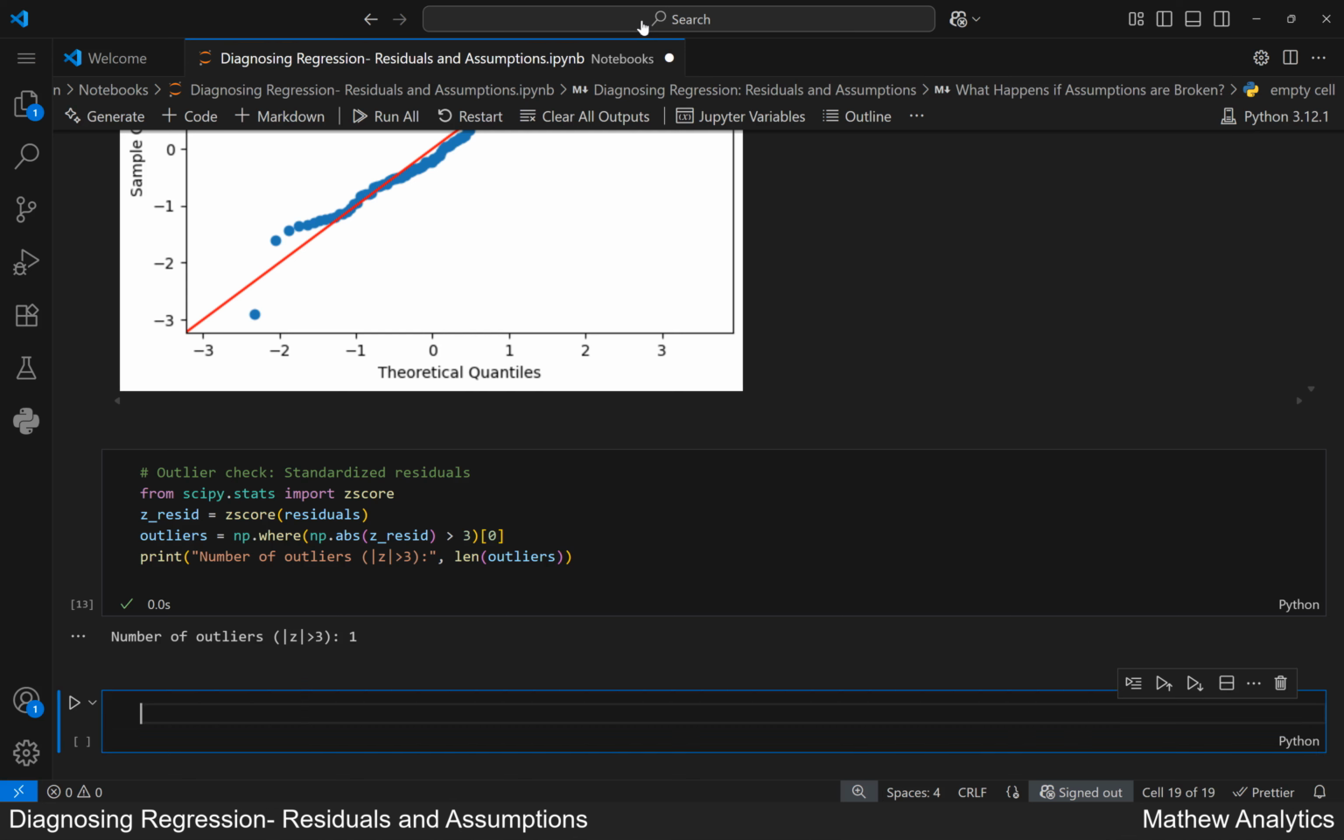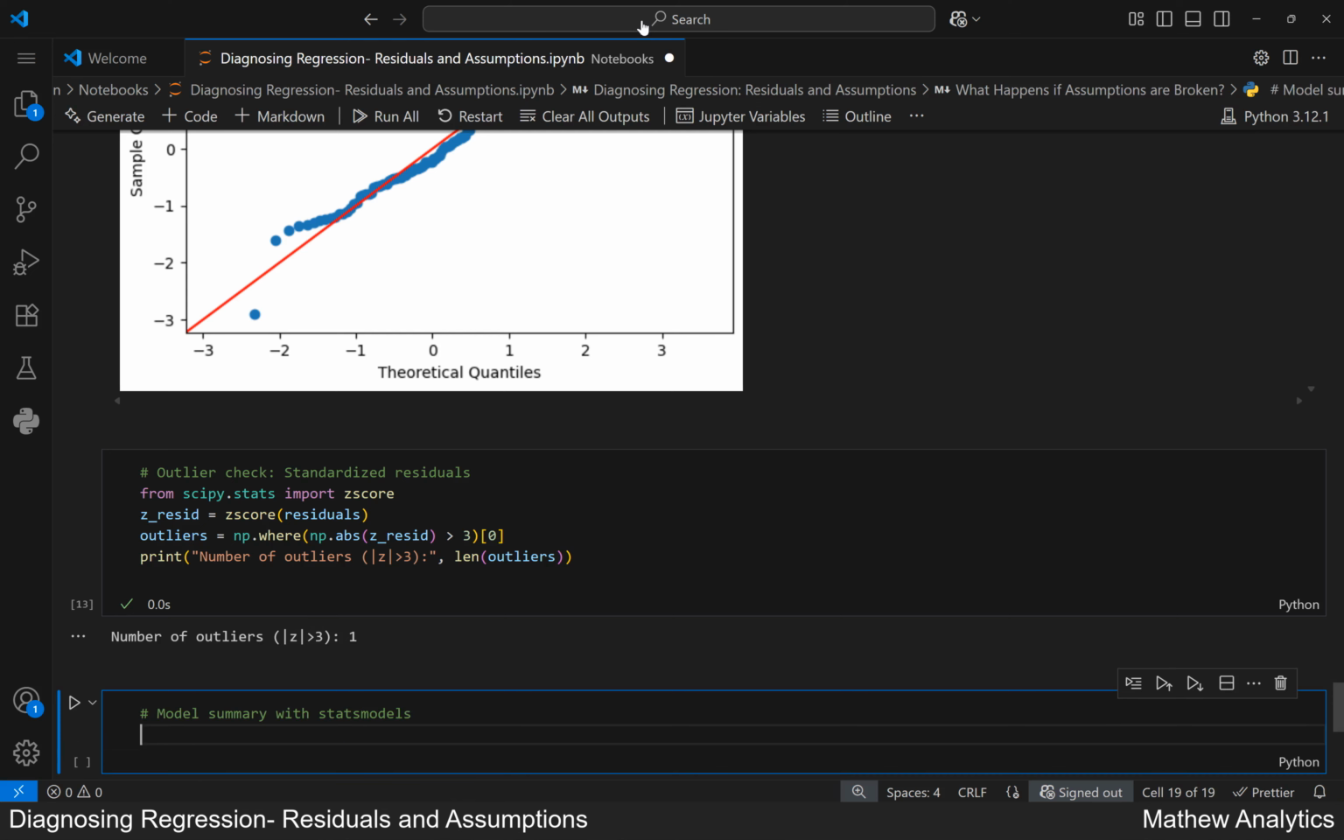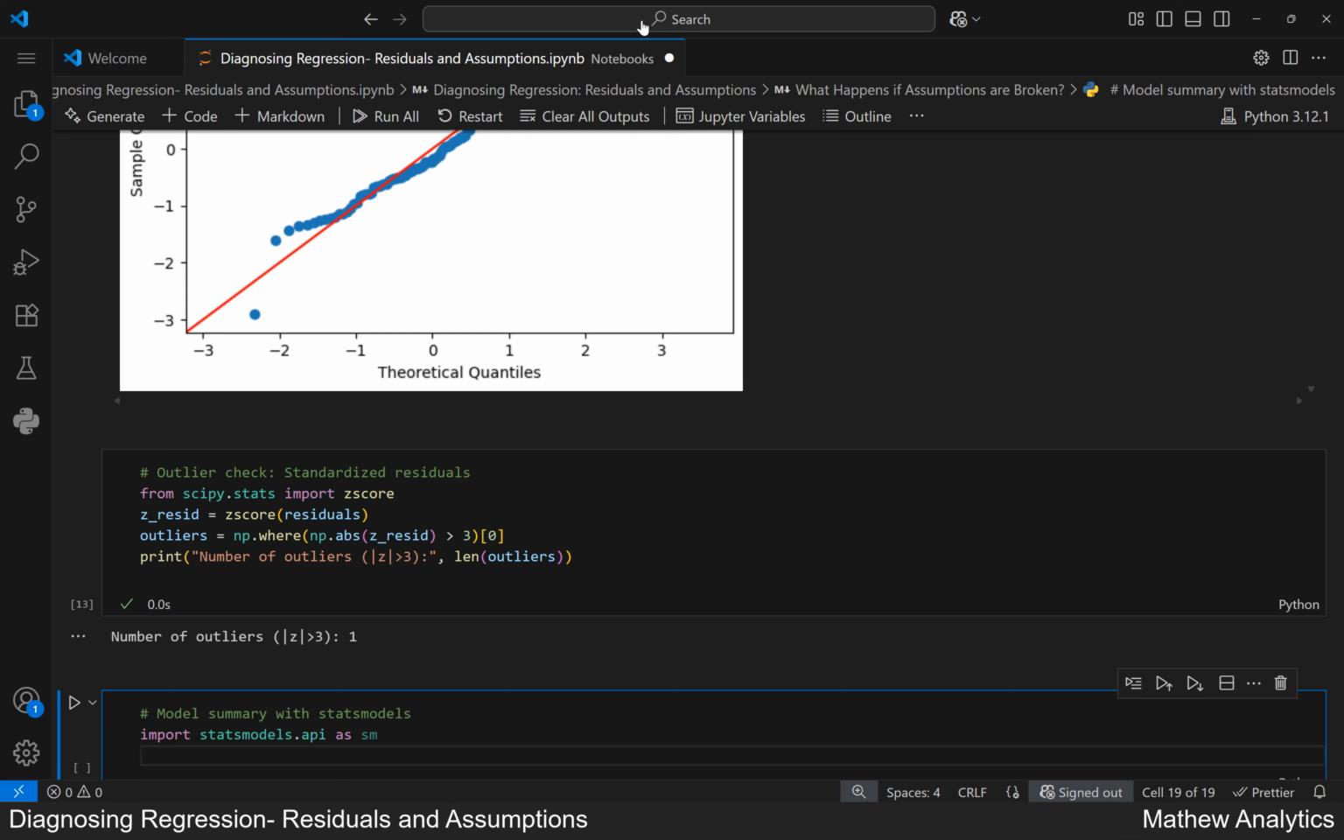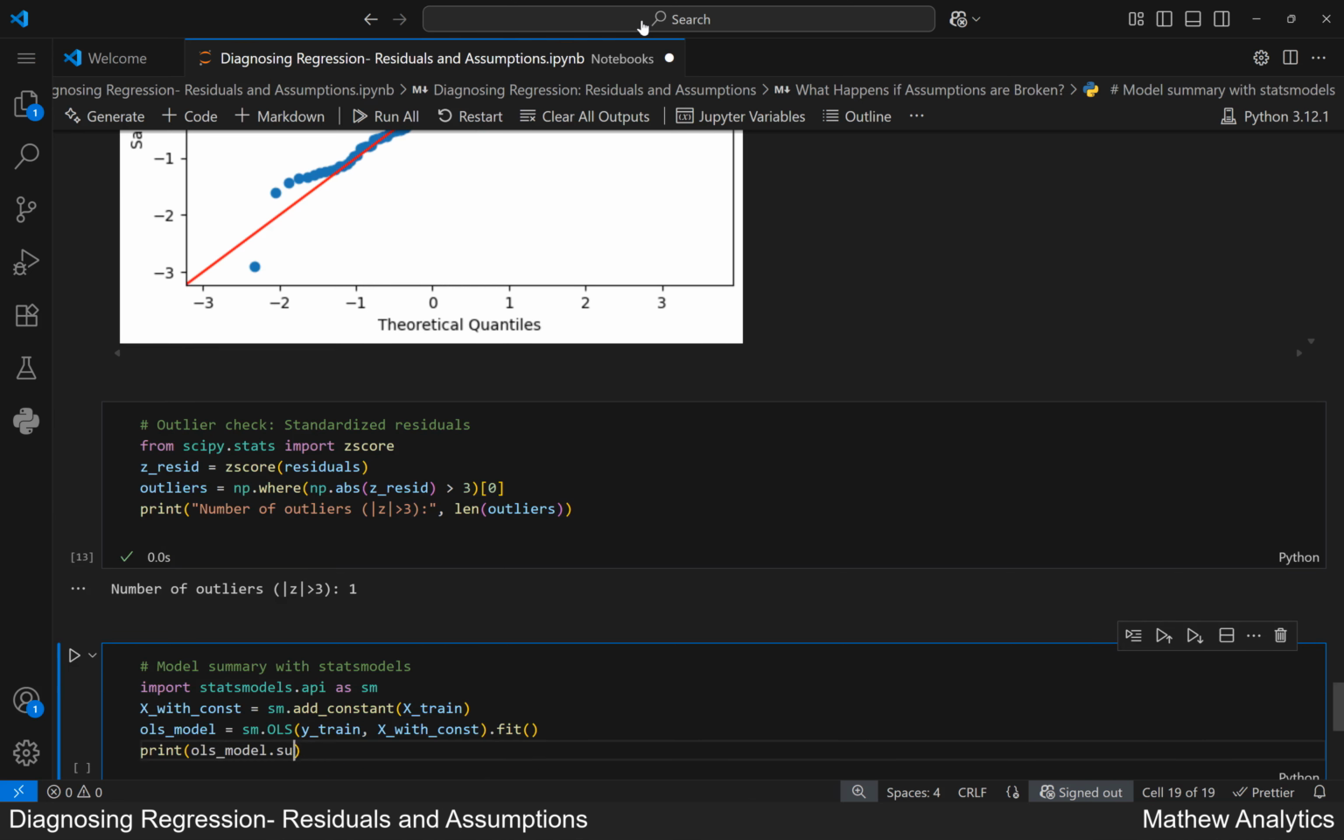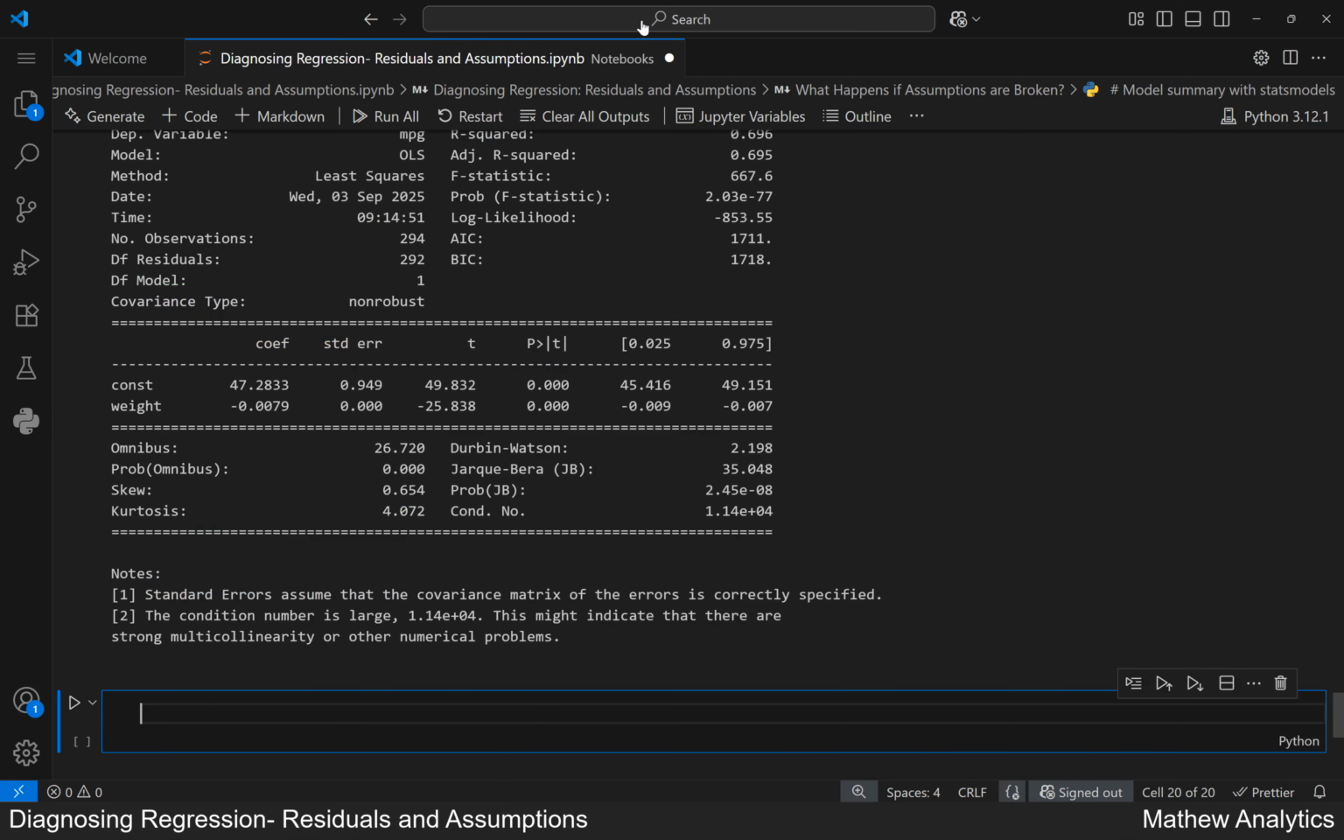For a detailed summary, let us use another tool, statsmodels. Statsmodels gives us a classic regression summary with lots of details. We add a constant term, then fit the model. The summary includes coefficients, confidence intervals, and assumption checks. We print the report so you can see everything at a glance. Running the cell now. Which statistics in the summary are new to you? Look them up.